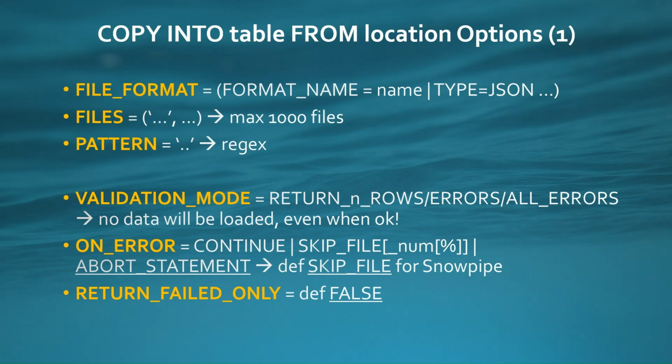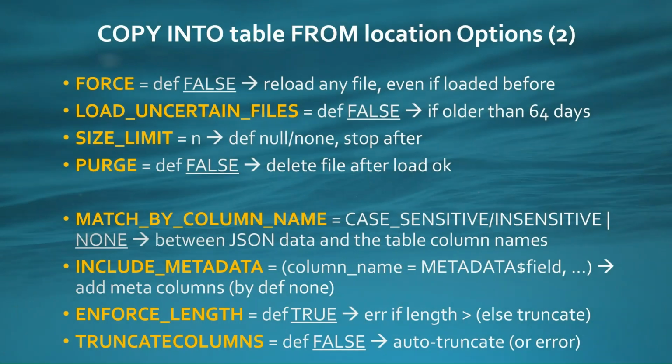By default, skip file is for a Snowpipe. As you can see, you may have skip file underscore a specific number, or skip file number as a percent. Return failed only by default is false, but if you want just the failed entries, you can turn it to true.